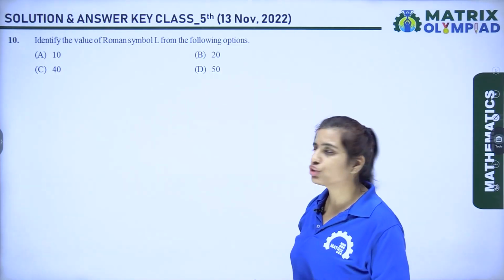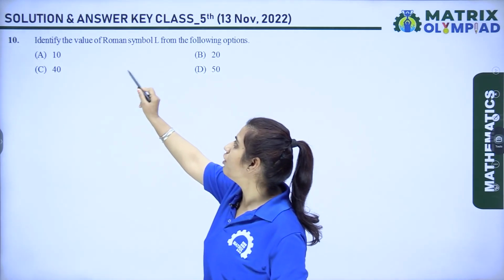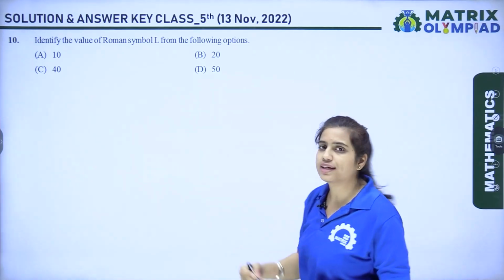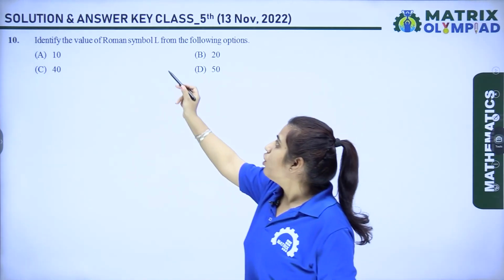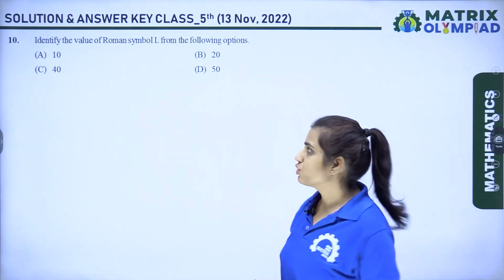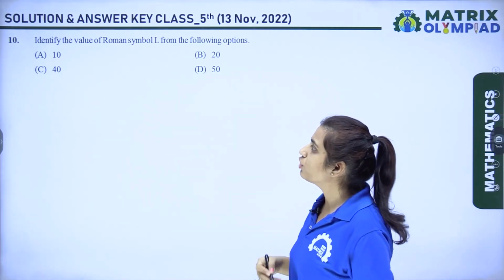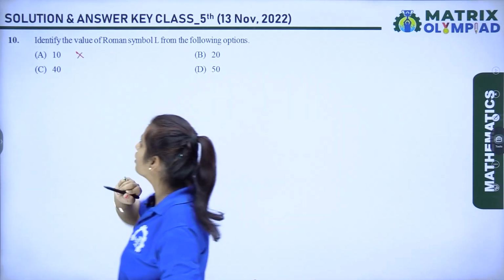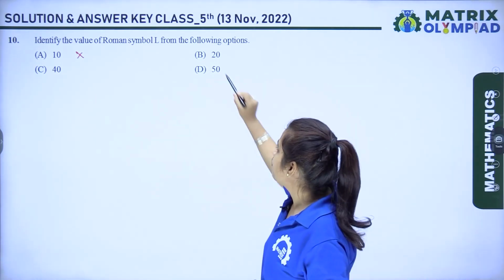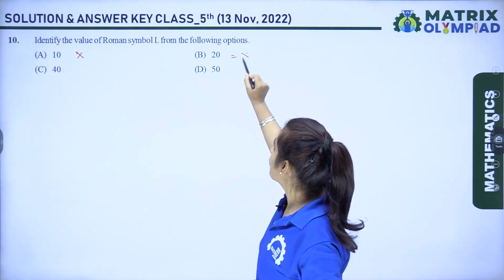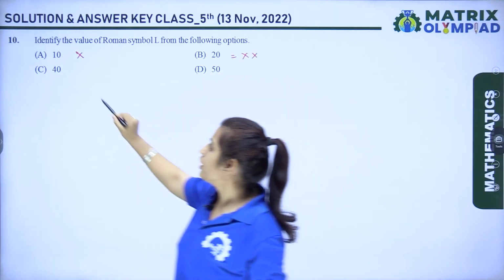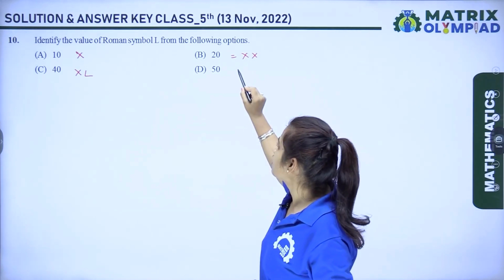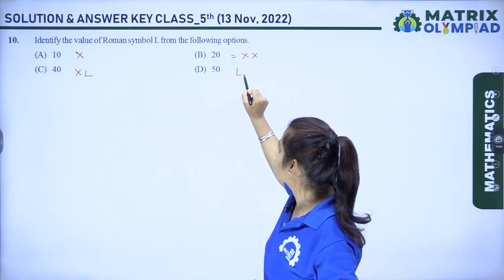Now the next question is, identify the value of Roman symbol L from the following options. We have to find out the value of Roman symbol L. So let's convert these options into Roman numerals. 10 is written as X in the Roman symbol. 20 is equal to XX. 40 can be written as XL, and option D is 50, that is L.